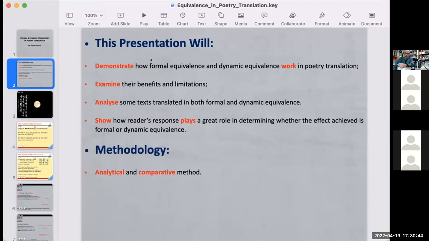So in this simple presentation I will try to demonstrate how formal equivalence and dynamic equivalence work in poetry translation, and examine their benefits and limitations, and also analyze some translated texts in both formal and dynamic equivalence, and show how readers' response plays a great role. Readers' response is a literary theory, okay? So it depends on you as a reader, how you would read the poem and how you would understand and analyze it.